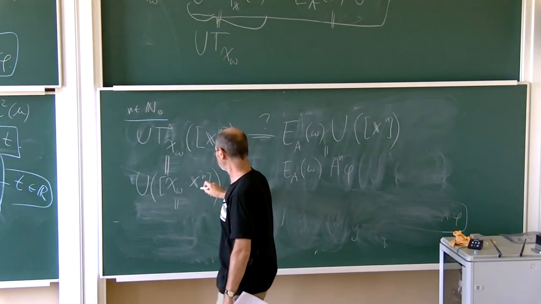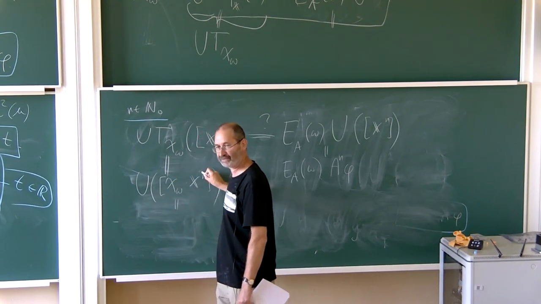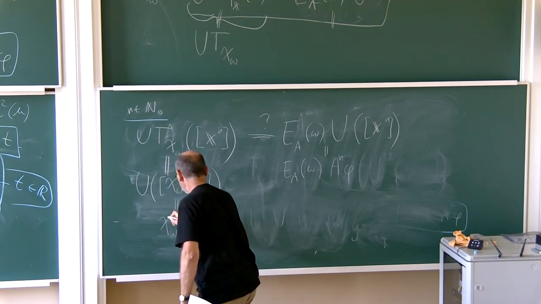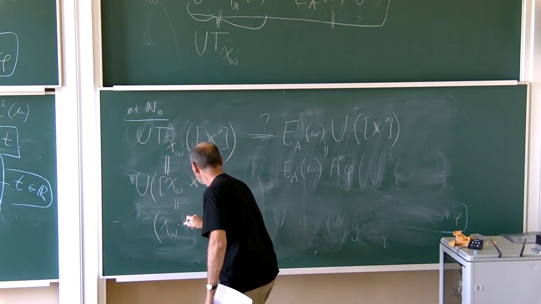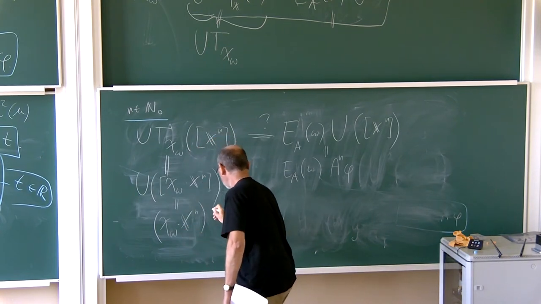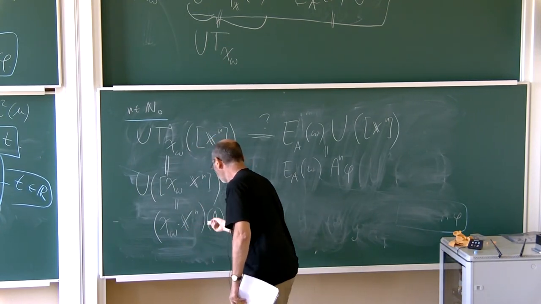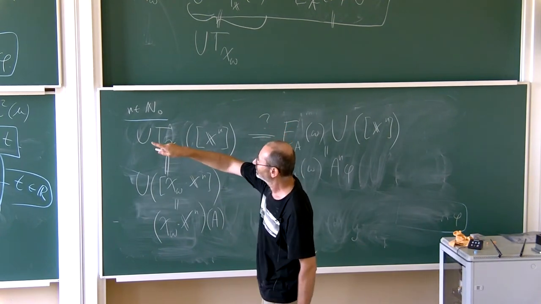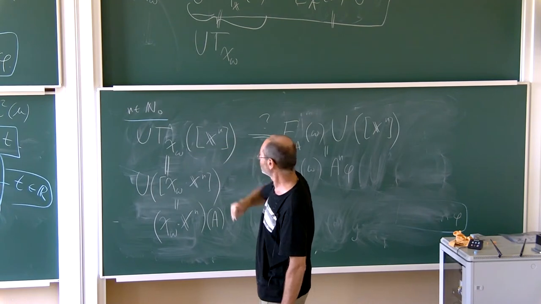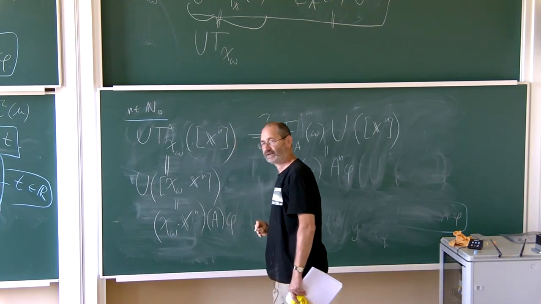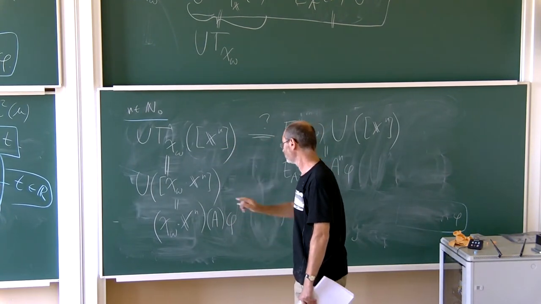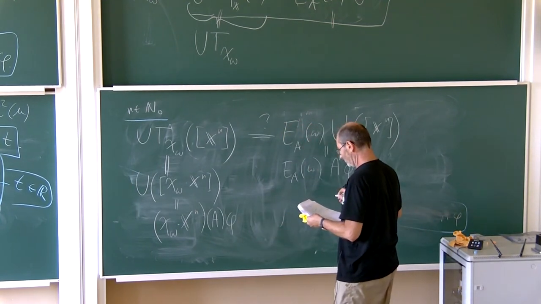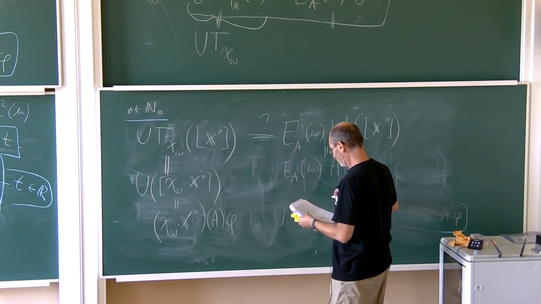So what we should do? We should take this function of A. So we take this function, which is the product of two functions. We take this function of the operator A, and we apply this to the vector, the cyclic vector phi. This is what we have here.